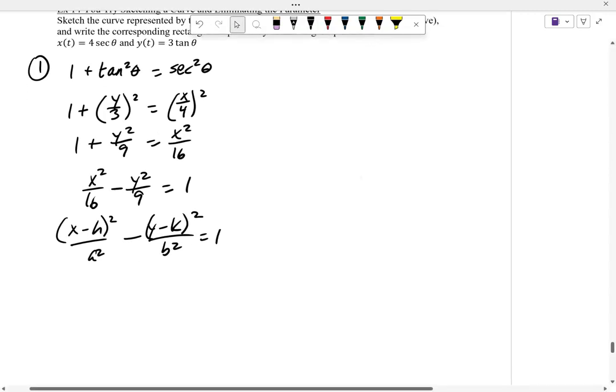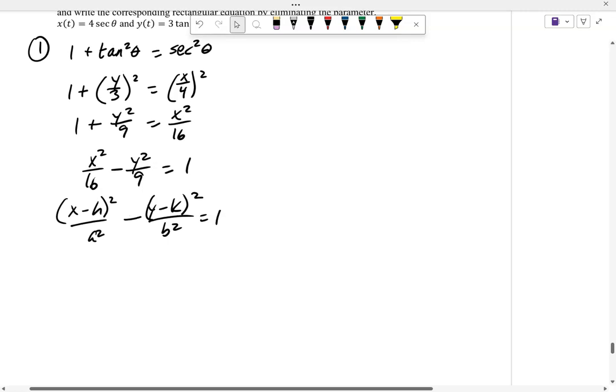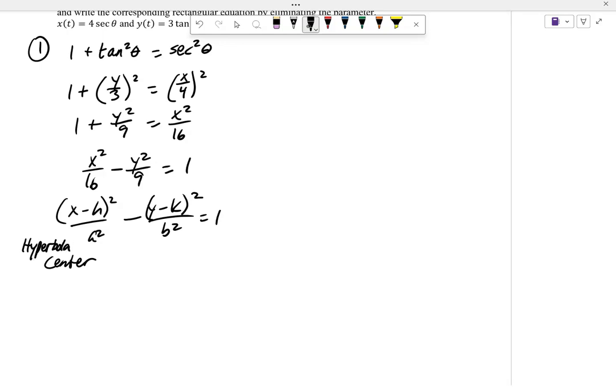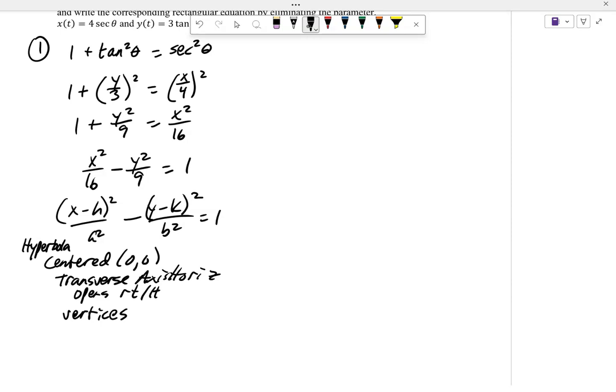Here's my a squared is 16, right? So my transverse axis is going to open right and left. So this thing's centered, I should say hyperbola, centered at 0, 0. The transverse axis is horizontal, so it's going to open right and left. The vertices, which are a distance a away, with a squared being 16, will be at plus or minus 4, 0.